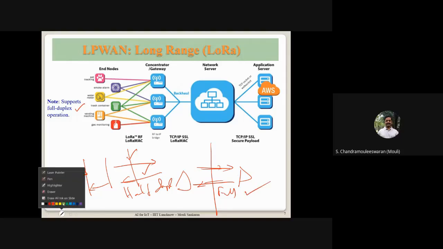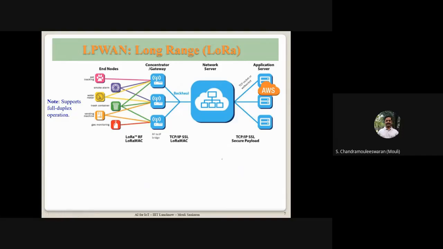Whereas another one is a simplex device, not even a half-duplex thing. In that case, only one kind of communication is possible, only one direction. Normally, this is useless because you need to communicate back also. So either you will have half duplex or full duplex systems. In this case, it is a full duplex.